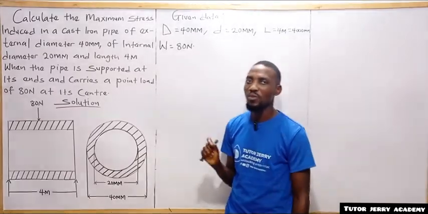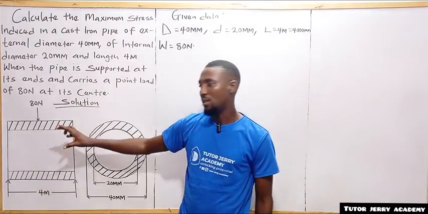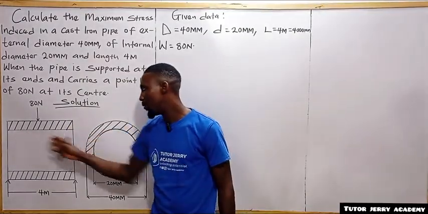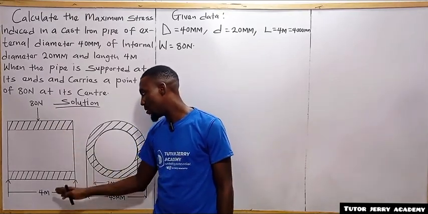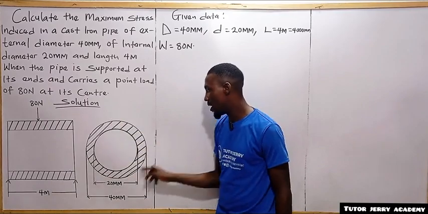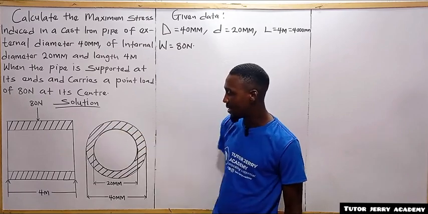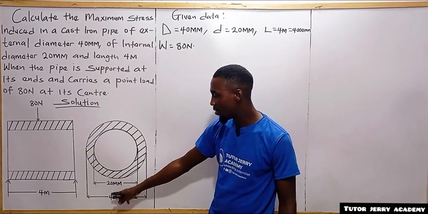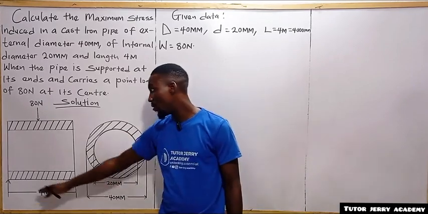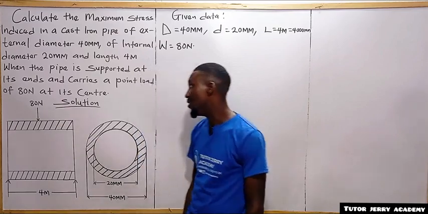So the first thing you are going to do is to draw the pipe. This is how the pipe is going to look like. All right, you can see something concentric. So this is the external circle and the internal circle, and the diameter is 40 mm and the internal diameter is 20 mm. The length is 4 meters and it is carrying a point load of 80 Newton.